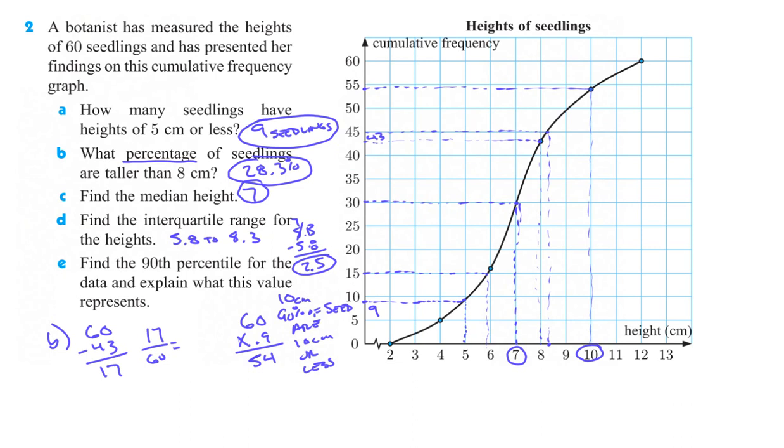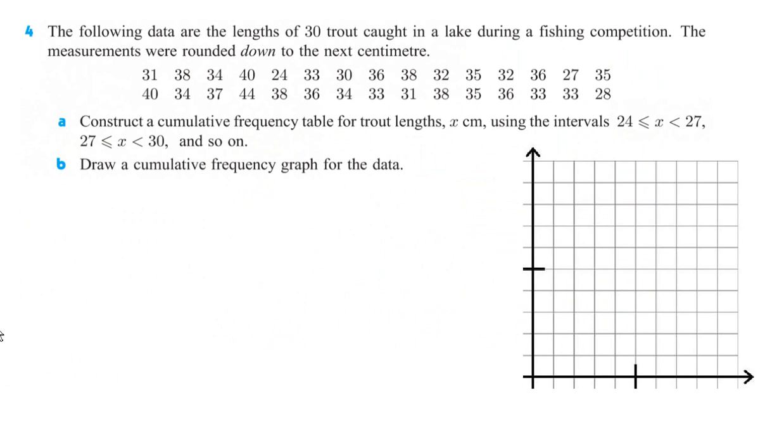Okay. Let's move on to number 4. The following data are the lengths of 30 trout caught in a lake during a fishing competition. The measurements were rounded down to the next centimeter. Construct a cumulative frequency table for trout lengths using the intervals 24 to 27, 27 to 30, and so on.